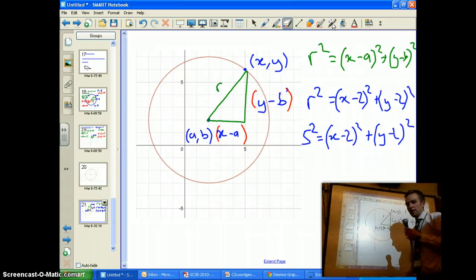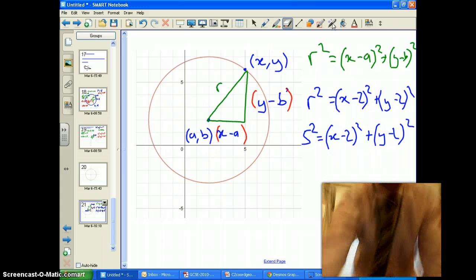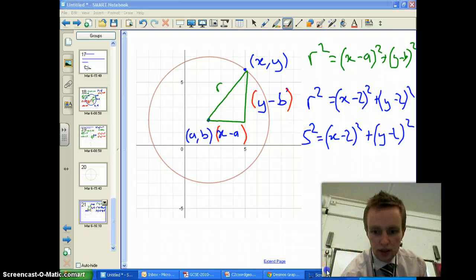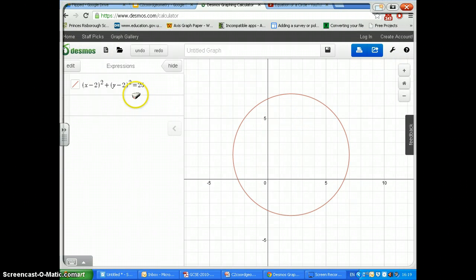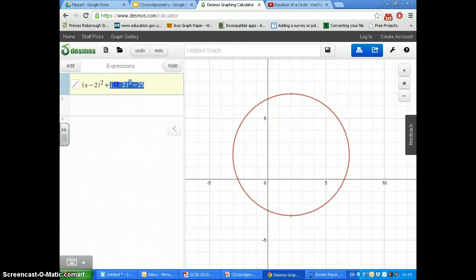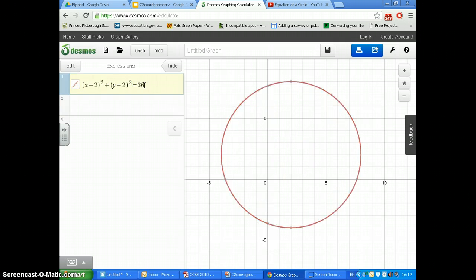Going back, looking here, we've got this equation: x minus 2 squared plus y minus 2 squared equals 25, and that's given us that graph there. We're just going to play around with it and see what happens. You can do this on desmos.com and play around with it. So hopefully you'll all be aware that if I change this to 36, our circle will get slightly larger. We'll have a radius of 6 instead of 5.